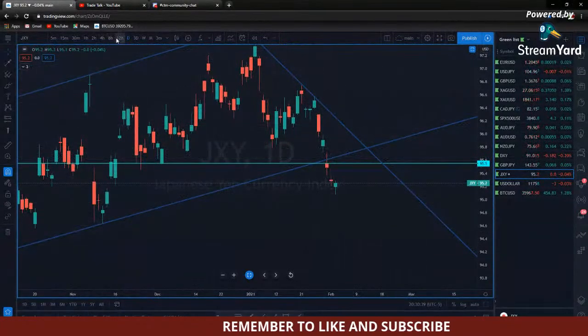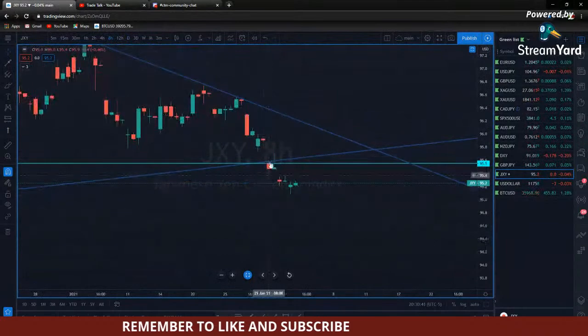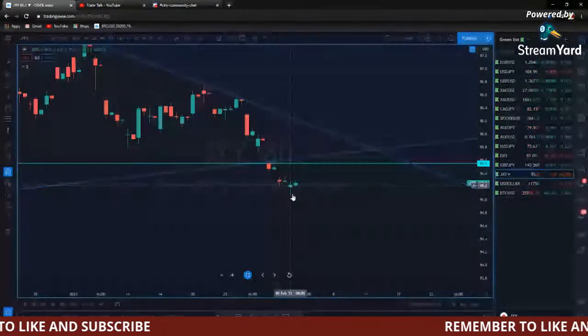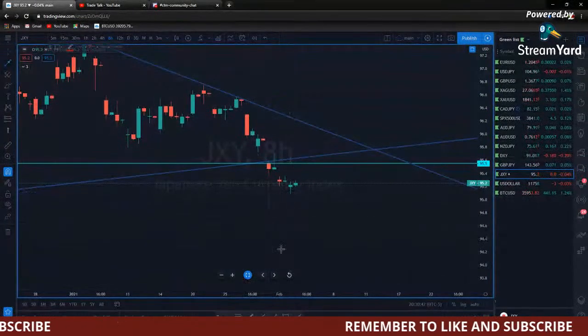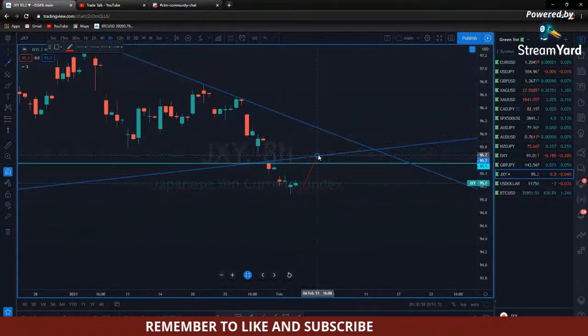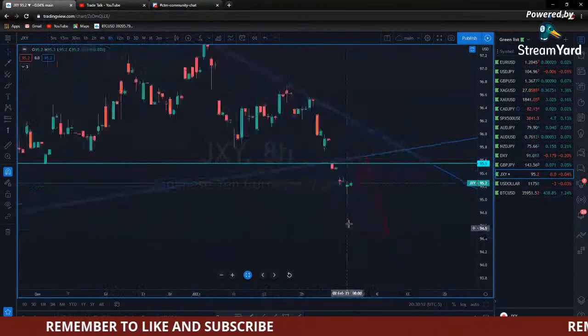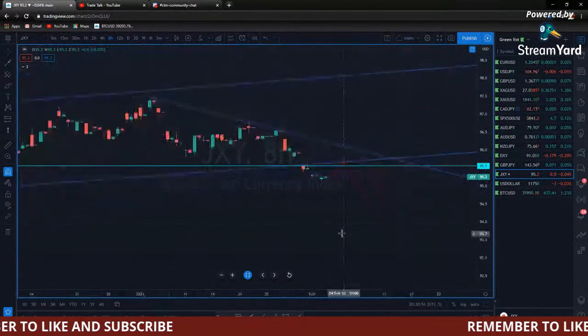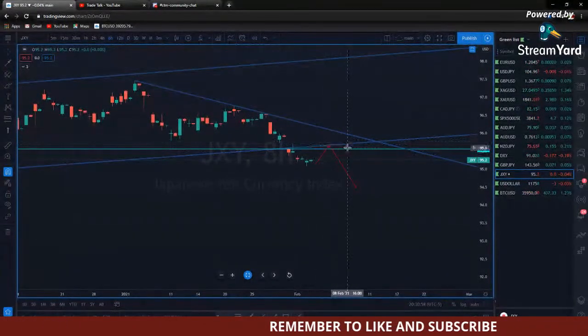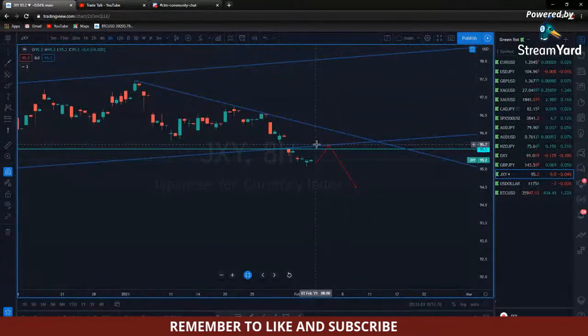What I like to look for is something like this. We broke out, we come down, we made an impulse leg to the downside. Now what I'm looking for is something like this to play out. If we're going to see more yen weakness, it might not happen this week. It may take all the way up until next week. Or then again, tomorrow we may push up into this area.